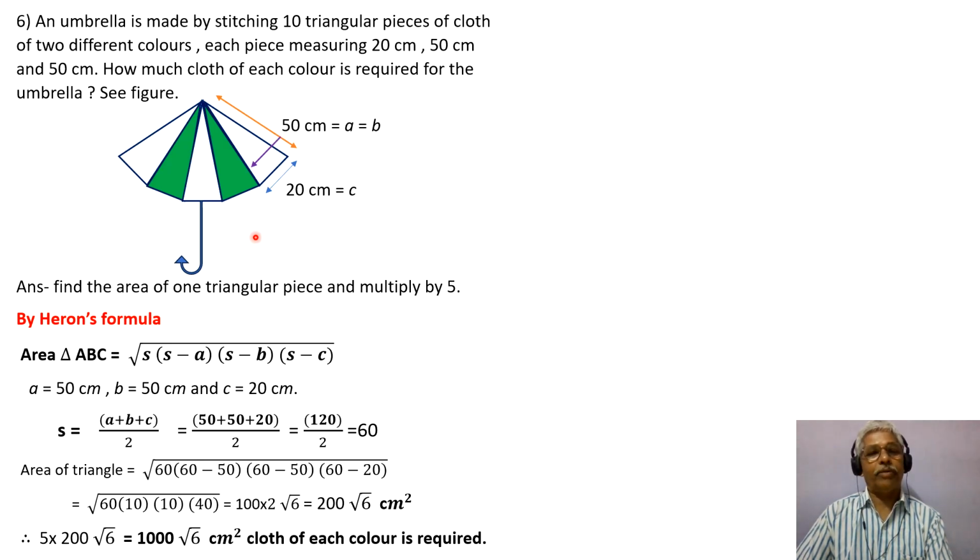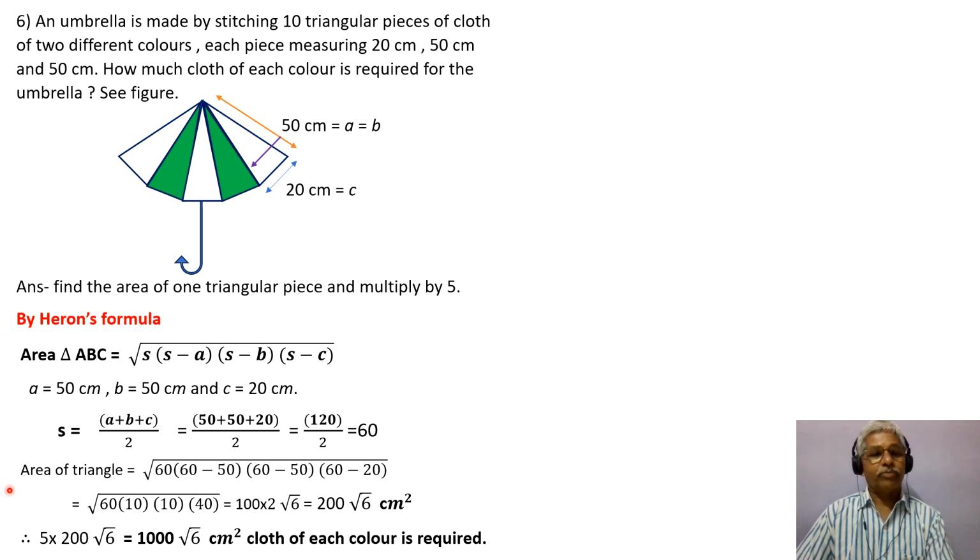See figure. Okay. So answer, find the area of one triangular piece and multiply by 5 to get the single color. Okay. So by Heron's formula, area of triangle ABC is equal to root of S into S minus A into S minus B into S minus C, where A is 50, B is 50, and C is 20. Okay. So S equals A plus B plus C upon 2, that equals 50 plus 50 plus 20 upon 2, that equals 120 upon 2 or 60.